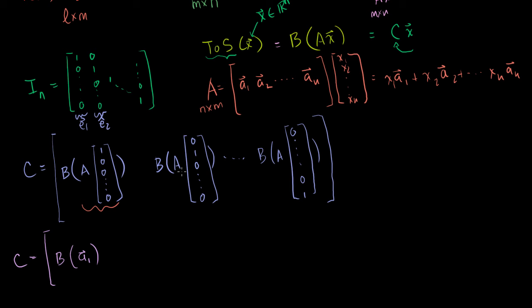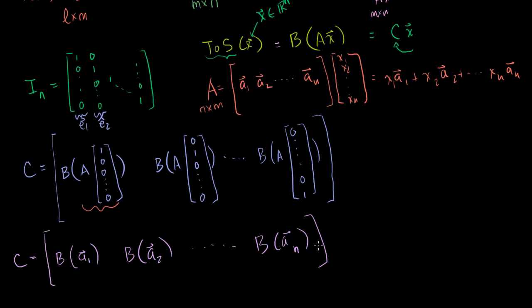Now, what is this one going to be equal to? Well, it's going to be 0 times the first column in A, plus 1 times the second column in A, plus 0 times the third column in A, and the rest are going to be 0. So it's just going to be 1 times the second column in A. So this second column in our transformation matrix is just going to be B times A2. And I think you get the idea here. The next one's going to be B times A3, and all the way until you get B times An. And so that's how you would solve for your transformation matrix.